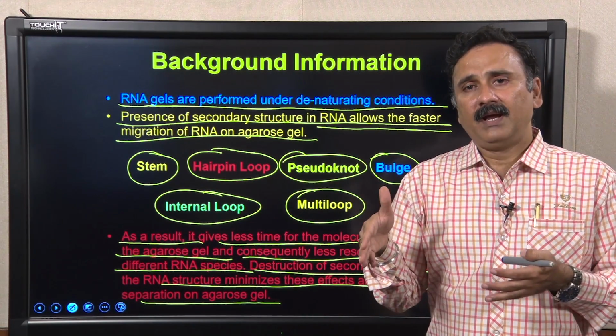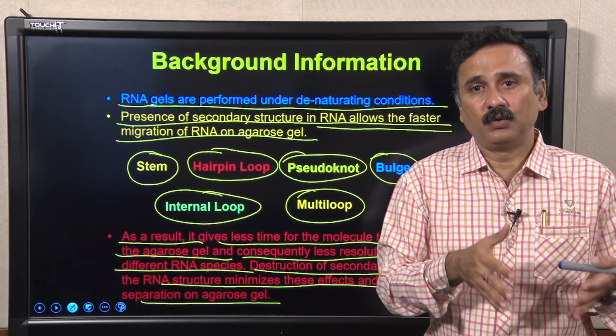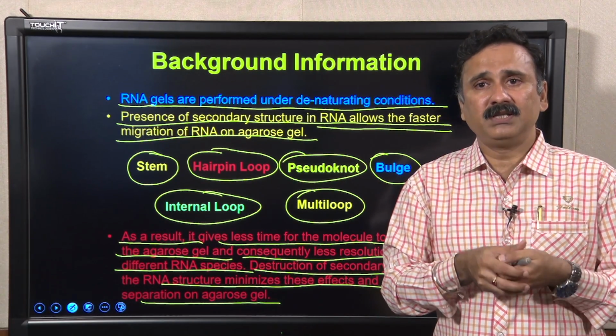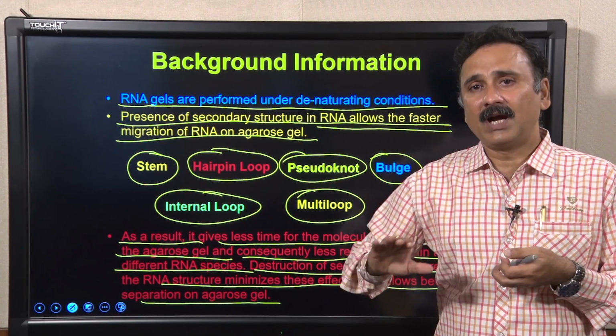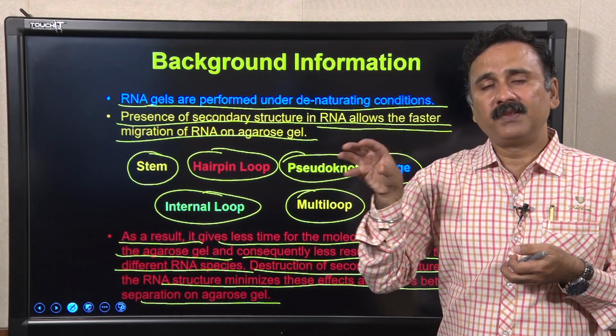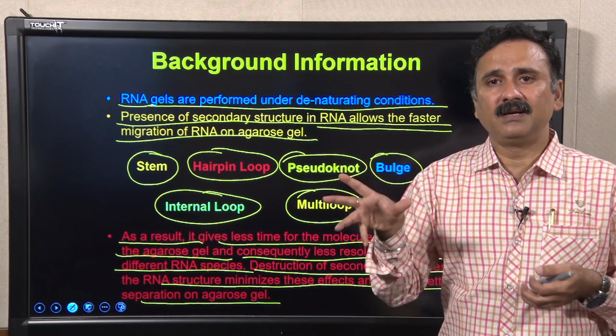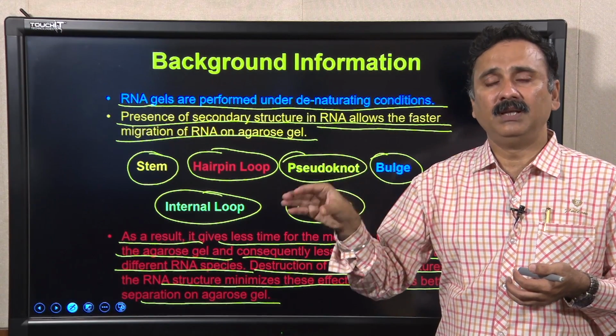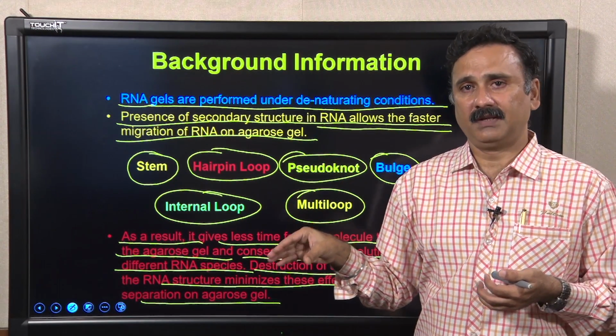And as you know, and I think we discussed in the past, when you are doing horizontal gel electrophoresis with agarose as a matrix, the pore size within the agarose is very big compared to the pore size within polyacrylamide gel electrophoresis.